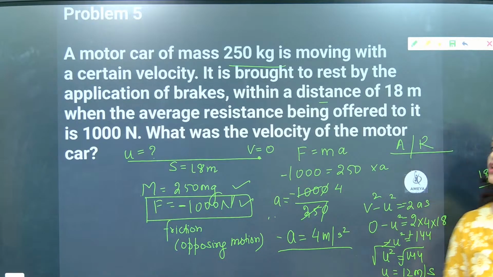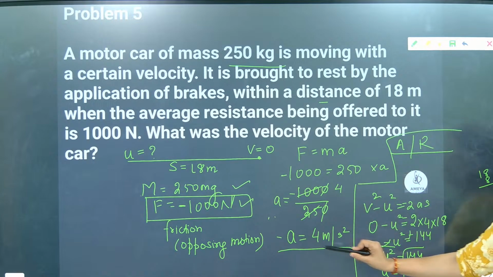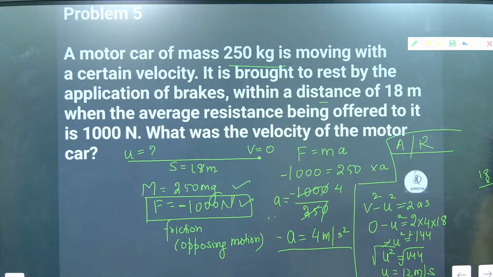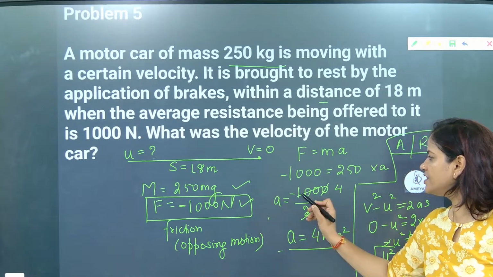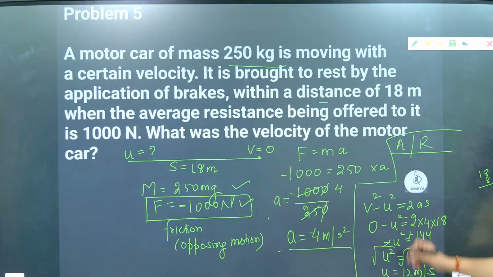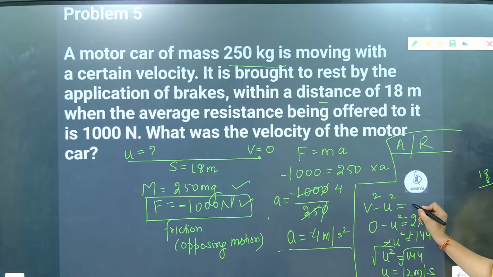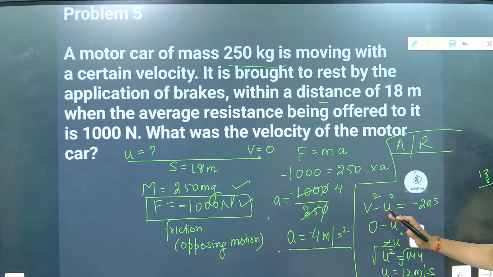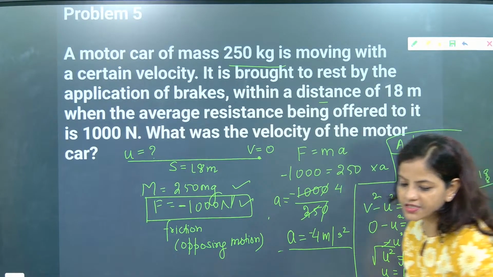So what we are going to do is, first we got acceleration. After getting acceleration, we came to know that it is not actually acceleration, it is retardation. So since it is retardation, I put minus here. So now a is equal to minus. Substituting, v squared minus u squared equals minus 2as, since it is a case of retardation. This and this will get cancelled. So u squared is equal to 2as. And then we are substituting the value. Answer is coming as 12.